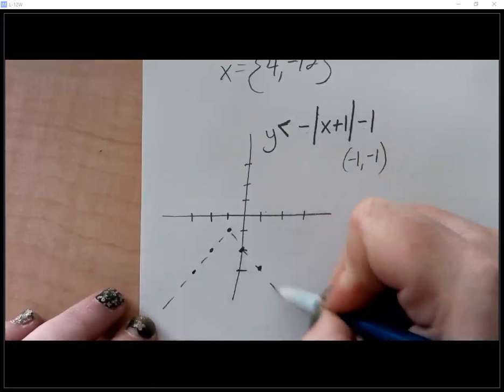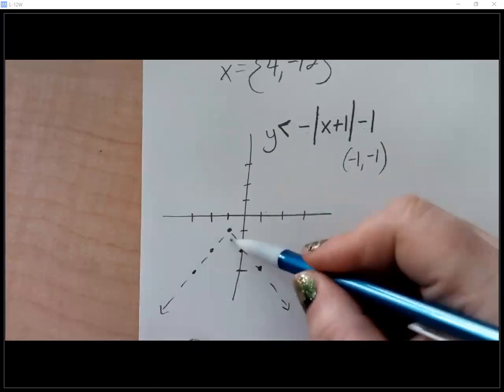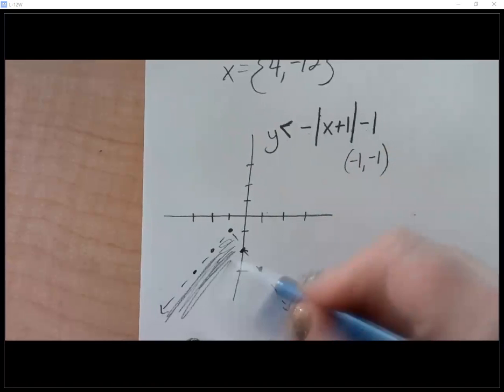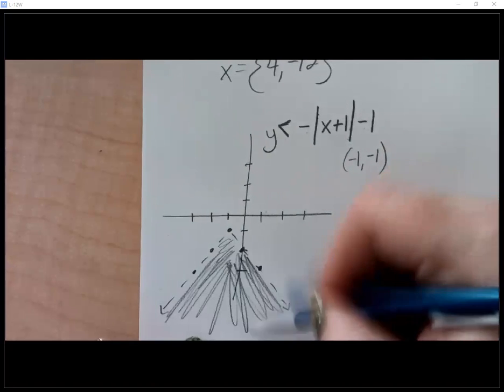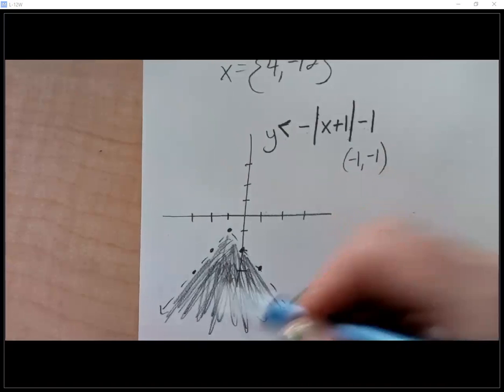And then I also need to shade this graph. Where am I shading it? Sebastian? Yes, y is less than. So I'm shading below this line. All of this gets shaded. There it is.